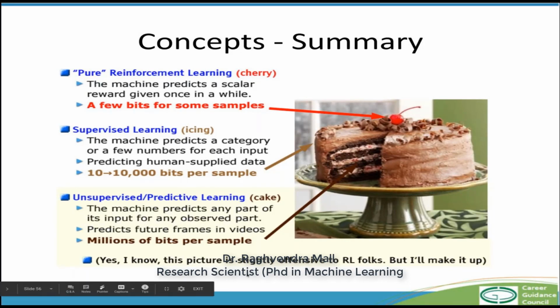He came up with this figure at NIPS 2016, which is one of the premier conferences for machine learning, and a lot of machine learning researchers also agree with that. The idea is that the machine predicts any part of its input from any observed part. He gives some examples also: if I hide some part of the data, can I predict that hidden part based on the other part of the data that I can see? This kind of example is what we call self-supervised learning.